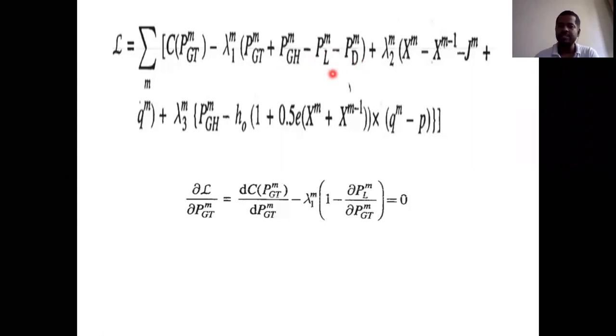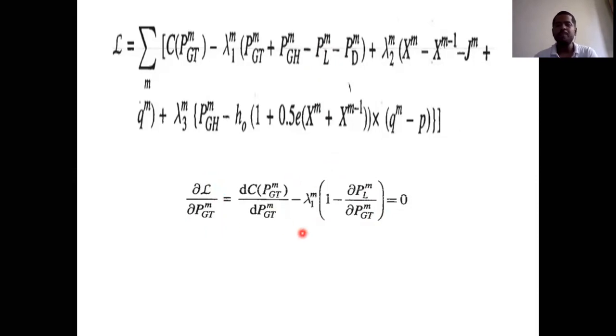And one more term is there, that is PLM. It depends upon PGTM. So here you will get the term dou PLM by dou PGTM, and it must equal 0. This is nothing but your first equation. So when you do the differentiation with respect to PGTM, you will get it like this.